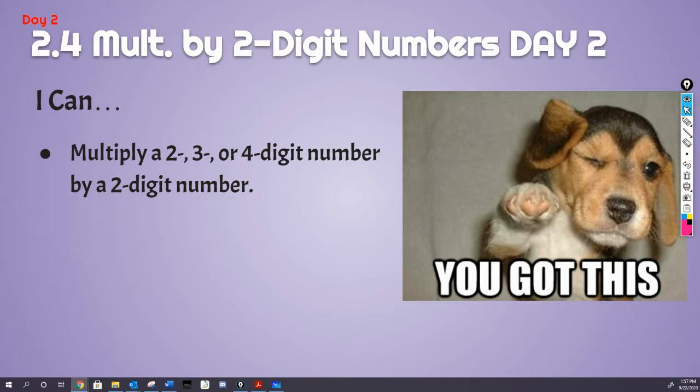Hello again, my friends. This is Mr. McCarthy, and we are picking up with part 2 of multiplying by two-digit numbers, chapter 2, lesson 4. Our goal today is to be able to multiply your 2, 3, or 4-digit number by a two-digit number.